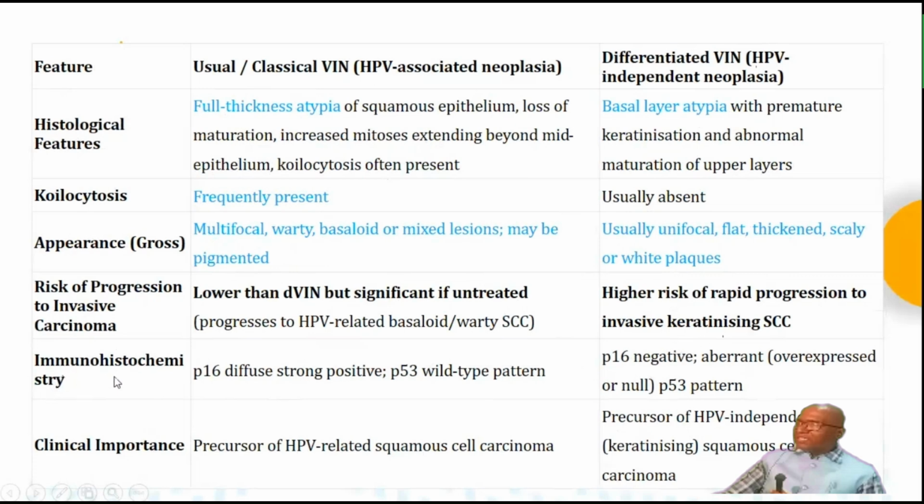In immunohistochemistry, we have seen P16 is diffuse, strong positive, and P53 is a wild type pattern. Okay, here P16 is positive, while here P16 is negative, and P53 is strongly positive or overexpressed. Okay, and clinical importance: it is a precursor of HPV related squamous cell carcinoma, whereas this is a precursor of HPV independent keratinizing squamous cell carcinoma.